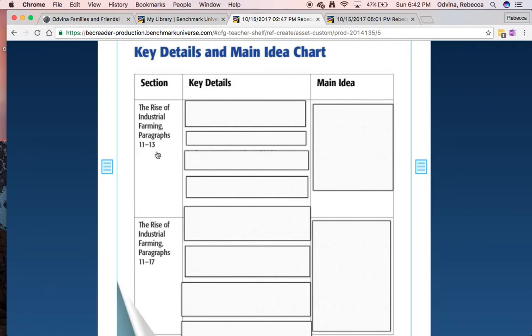So you're doing 11 through 13 independently, and then as a group you'll be doing paragraphs 11 through 17, adding on those extra 4 paragraphs. So go ahead and pause the video, and I want you to go ahead and get started on that.